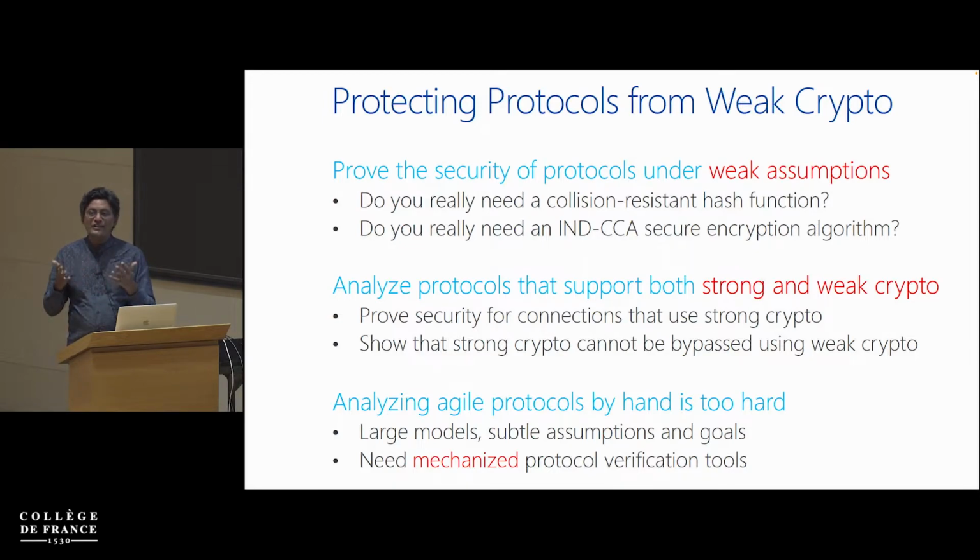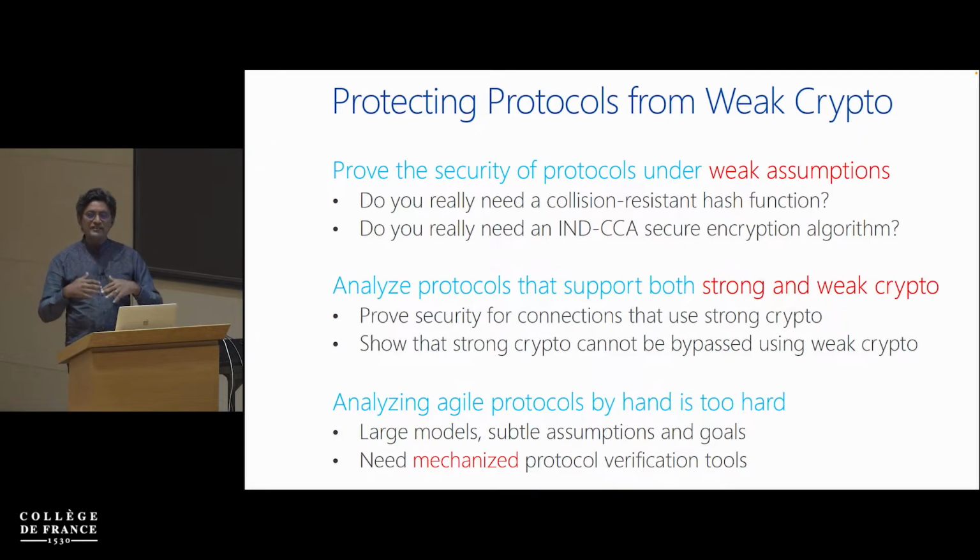How do we protect protocols against this? Well, first of all, you shouldn't ignore the fact that there is weak crypto out there, because whatever you're using today will be weak later. So what you want to do is prove the security of protocols, right? But when you're doing that, we shouldn't always just take the strongest assumptions on the crypto that we have, because that's almost certainly false today or will be false soon.